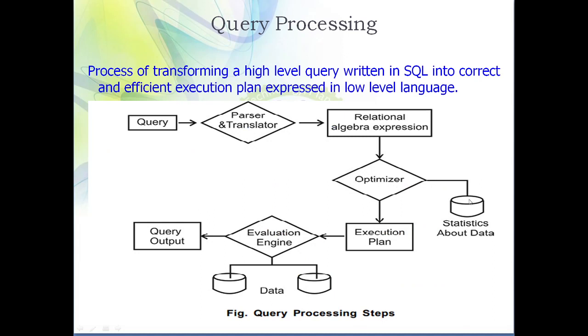Then the optimizer will take help of statistics about the data. So what is being stored in the statistics about the data? It actually is the metadata. So what do you mean by metadata? Metadata is nothing but data about data.